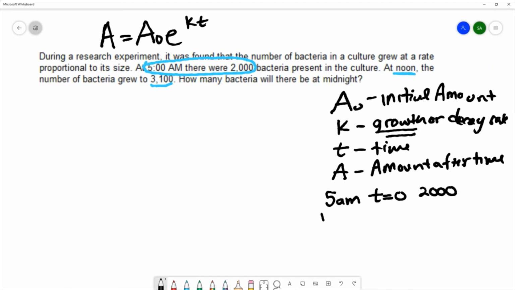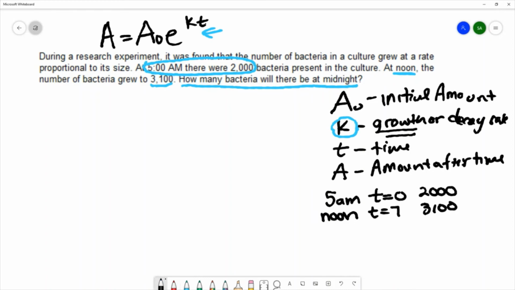And then at noon, okay, so we're going to count from 5 a.m., that would be 6, 7, 8, 9, 10, 11, 12. So that's 7 hours later. We have 3,100 bacteria. So with this information, we're going to be able to calculate the value of K, our growth rate. And once we get the growth rate, we'll have a complete model for this scenario, and we'll be able to answer this question that is posed at the end.